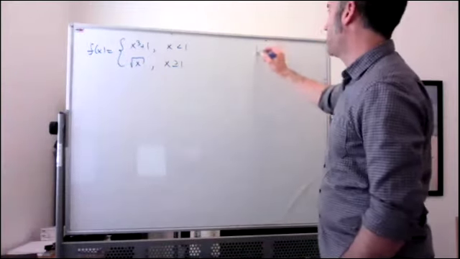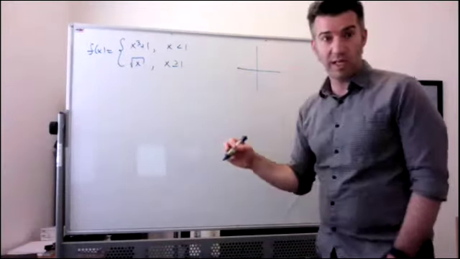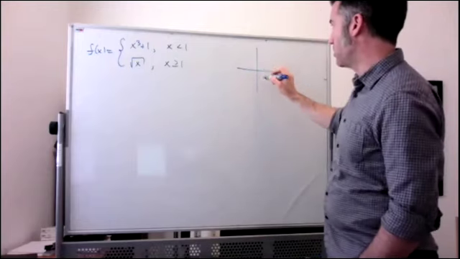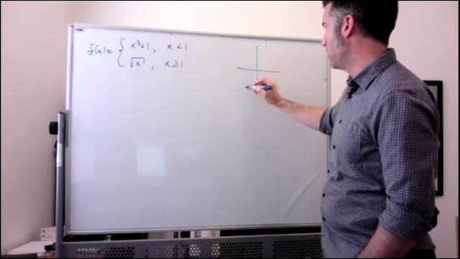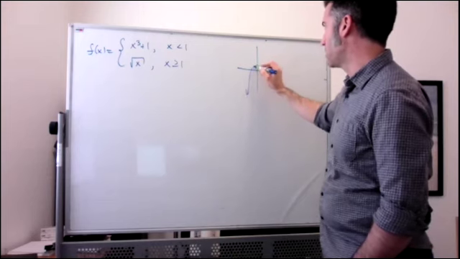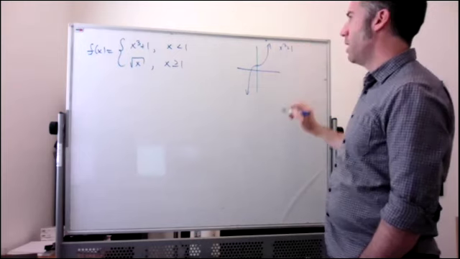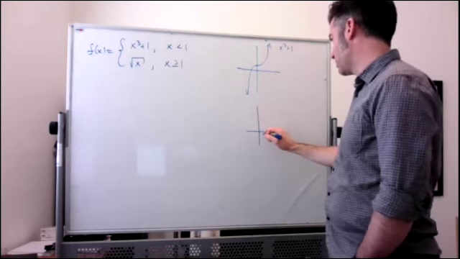I know that x cubed plus 1 looks like your usual cubic function shifted up 1. So instead of getting the point 0, 0, I'm going to get the point 0, 1. So it's going to look something like this. There's your x cubed plus 1. And the square root of x we know looks like this.